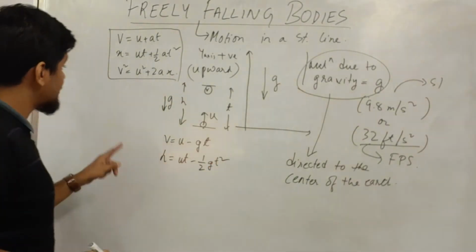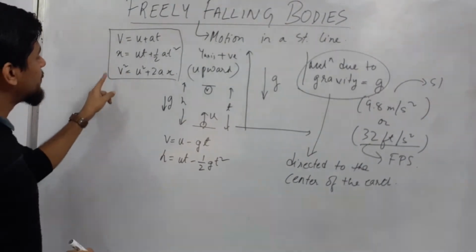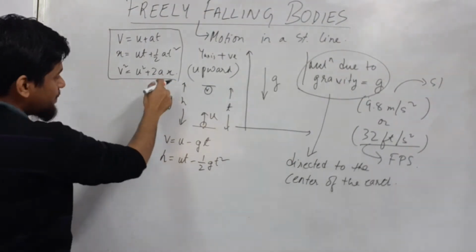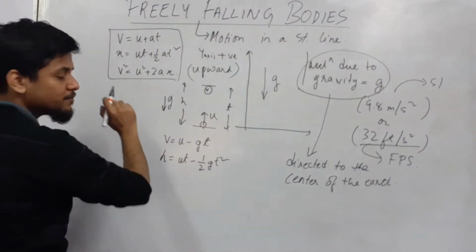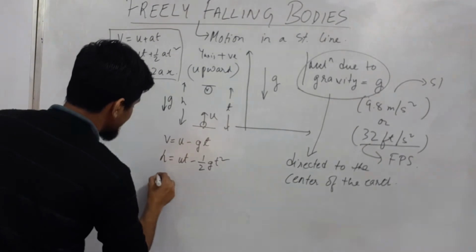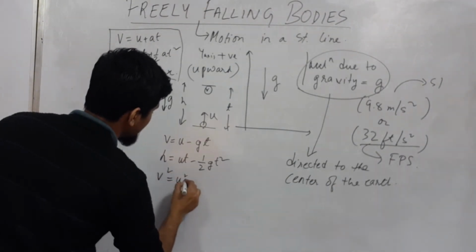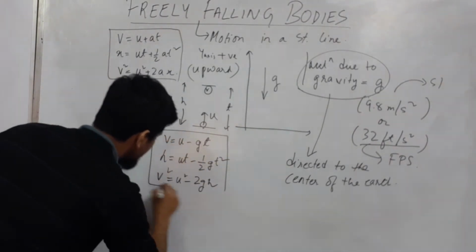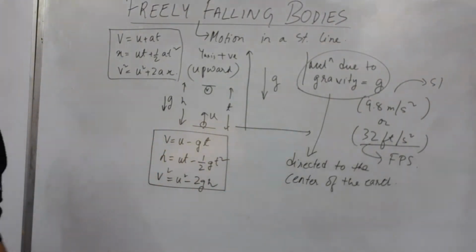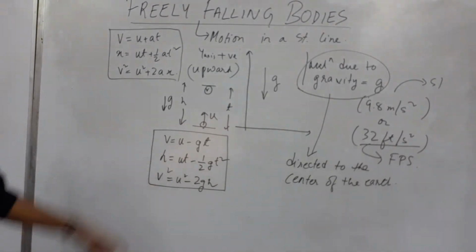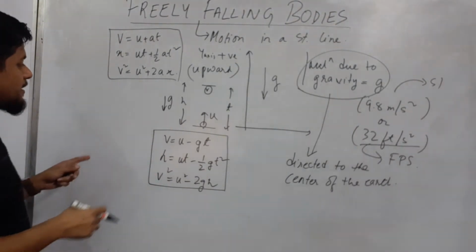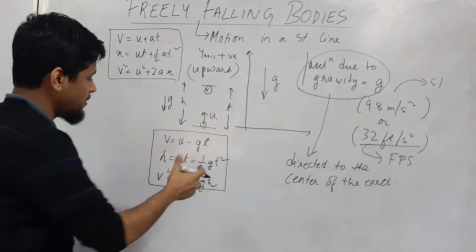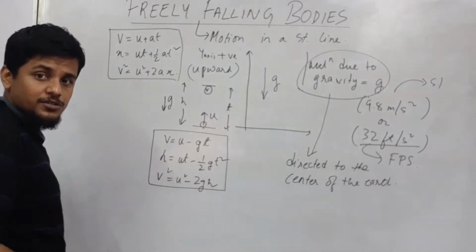Then our third equation of motion is v square is equal to u square plus twice ax. Here a becomes minus g and x becomes h. So this will give us v square is equal to u square minus 2gh. These are the equations of motion for a freely falling body. As you can see, our consideration of g's direction and the y-axis being positive in the upward direction has resulted in these equations of motion.